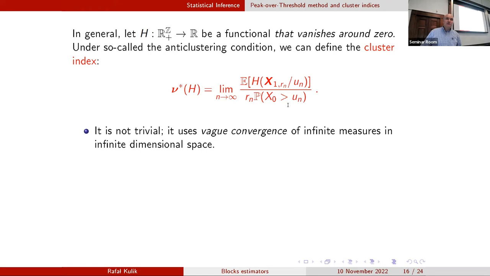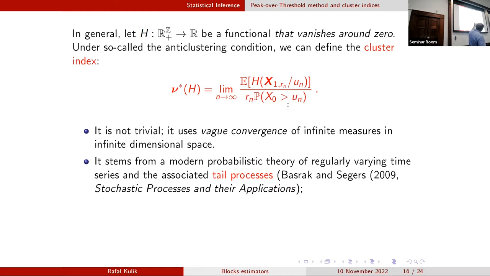And here it's serious functional analysis, because this is not weak convergence, because you work with measures which are infinite measures acting on infinite dimensional spaces. Okay, so there is no weak convergence here, there's vague convergence. So this is quite a serious mathematical thing. And in order to approach it, you apply machinery from very recent probability theory of regularly varying time series. There is an object called the tail process, which was introduced very recently by Bojan Basrak and Johan Segers. So this is relatively new stuff. And with this new stuff, you can show that this type of object exists. So let's see what I can get with this object.